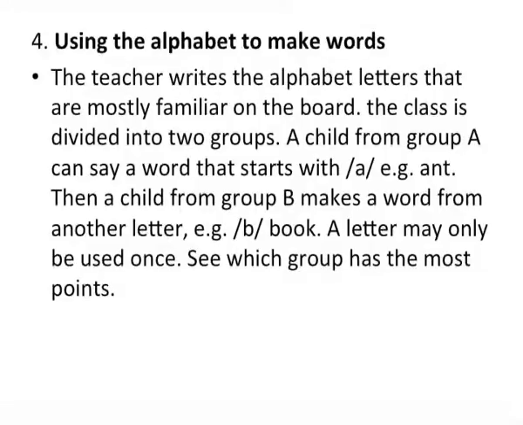Using the alphabet to make words, the teacher writes the alphabet letters that are mostly familiar on the board. The class is divided into 2 groups. Make sure that the letters are only in lowercase. A child from group A can say a word that starts with a, for example, ant. Then a child from group B makes a word with another letter, for example, b, book. A letter may only be used once. See which group has the most points.